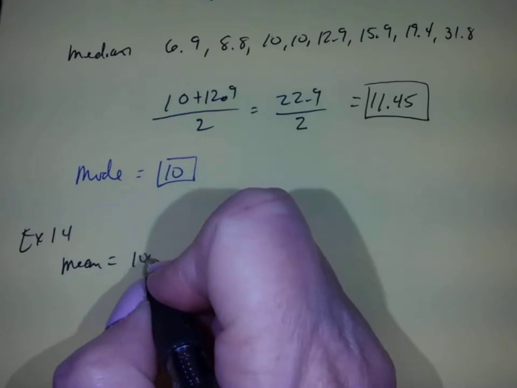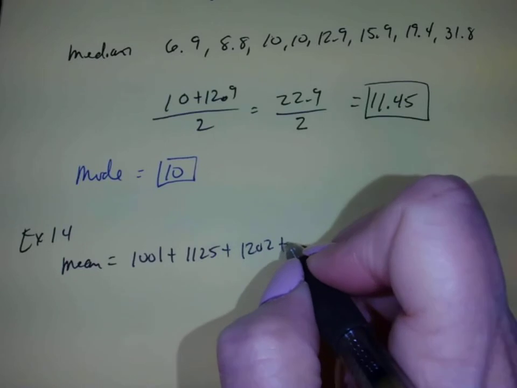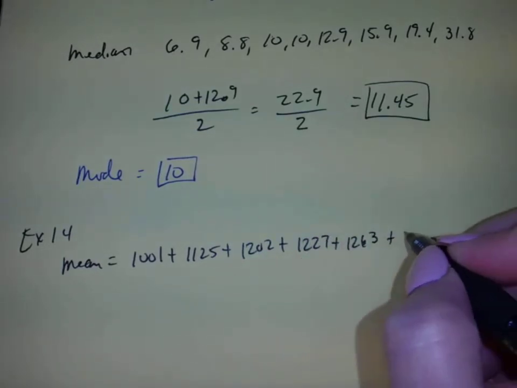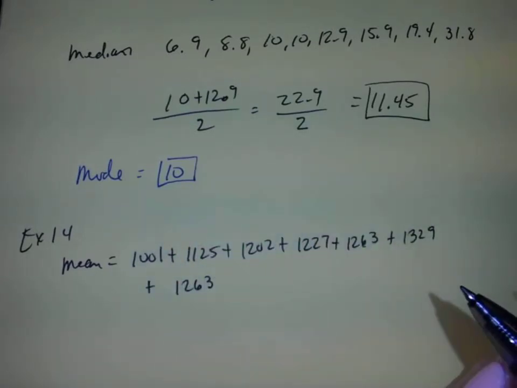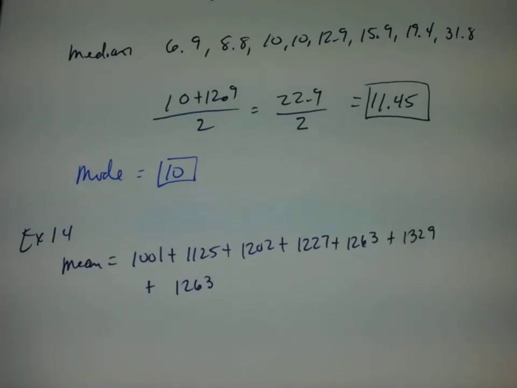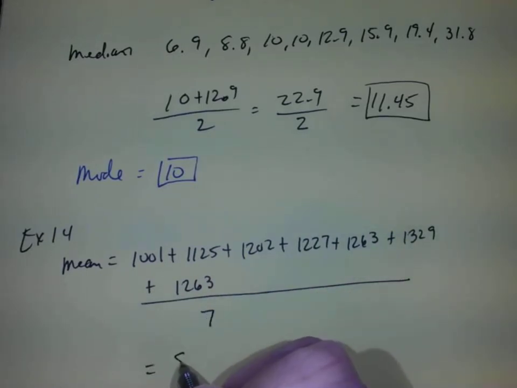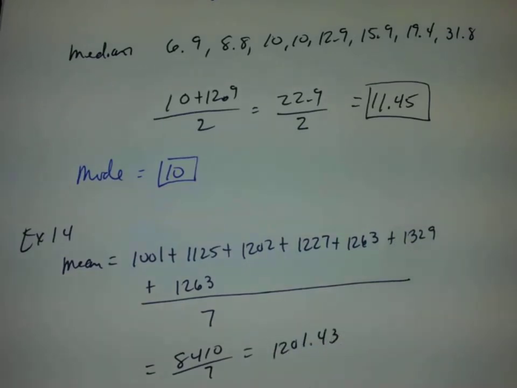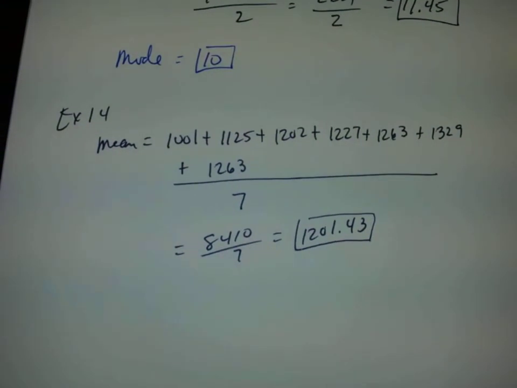So our mean will be 1001 plus 1125 plus 1202 plus 1227, 1263, 1329, 1263, 1, 2, 3, 4, 5, 6, 7. All over 7. So that'll get us 8410 divided by 7, which is 1201.43. All right, moving on to our median.